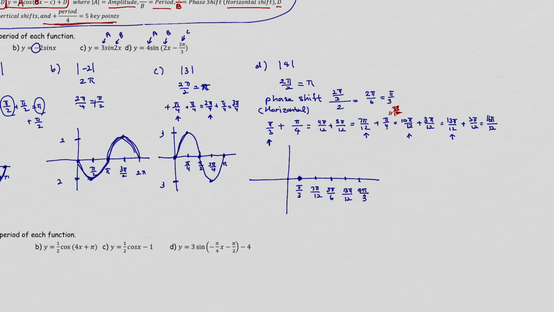Starting from here, this is a positive function, so go up. What was the amplitude? This is going to be 4. Going up, coming back, down, and connect those dots with smooth curved lines. That will be the graph of this function right here.